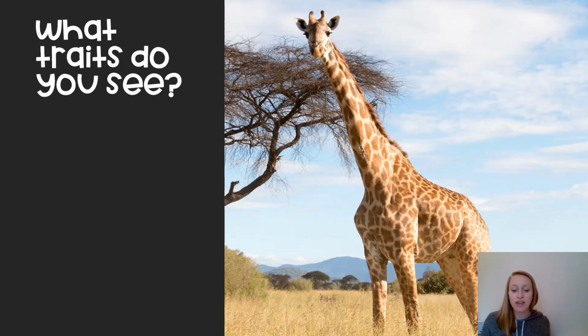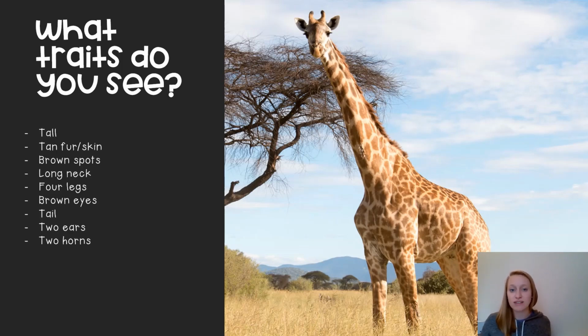What traits did you think of? Maybe you thought of traits like this: tall, tan fur, skin, brown spots, long neck, 4 legs, brown eyes, tail, 2 ears, or 2 horns. These are all traits that we can observe about how the giraffe looks.